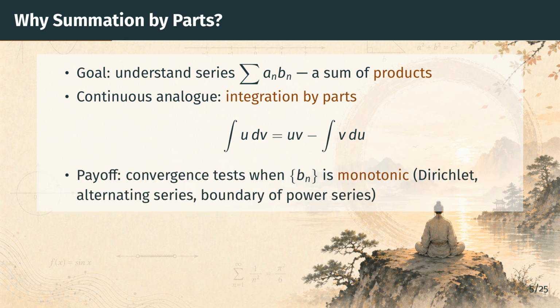And here is the payoff. When one of the two factors, say b sub n, is monotonic and tends to 0, summation by parts converts the series into a form we can control, even though it may not converge absolutely. This single identity will give us three classical results: Dirichlet's test, the alternating series test known to Leibniz, and a theorem about convergence of power series on the boundary circle. Let's now build the tool itself.